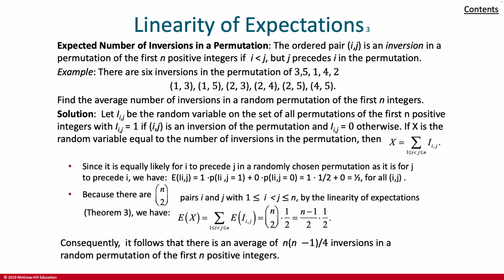Now we're getting into some areas where maybe you have to sit and think about this a little bit more. What about the expected number of inversions in a permutation? The ordered pair (i, j) is an inversion in a permutation of the first n positive integers if i is less than j, but j precedes i in the permutation. Here is an example: there are 6 inversions in the permutation 35142. Find the average number of inversions in a random permutation of the first n integers.